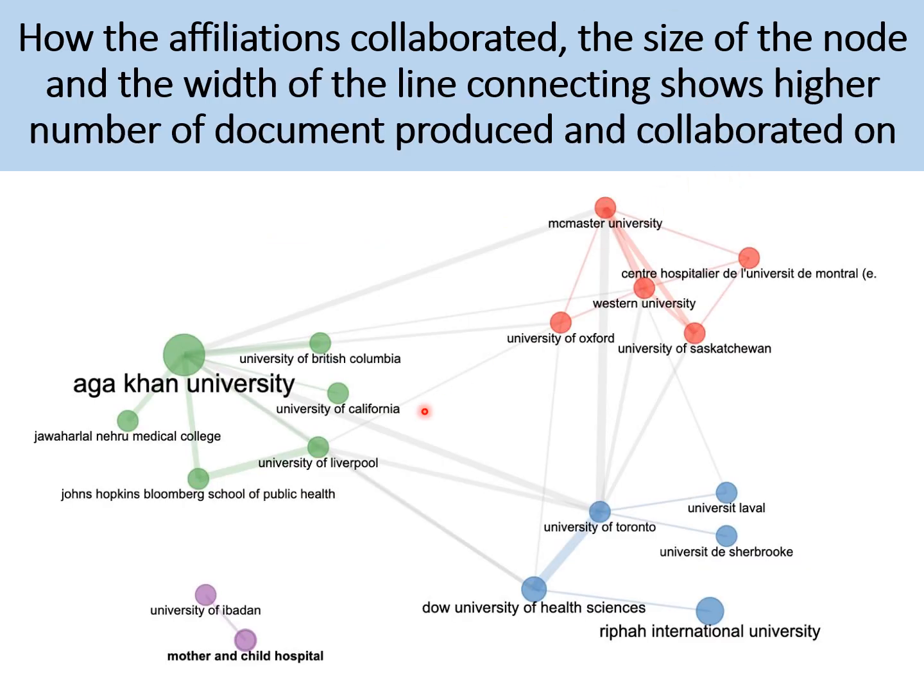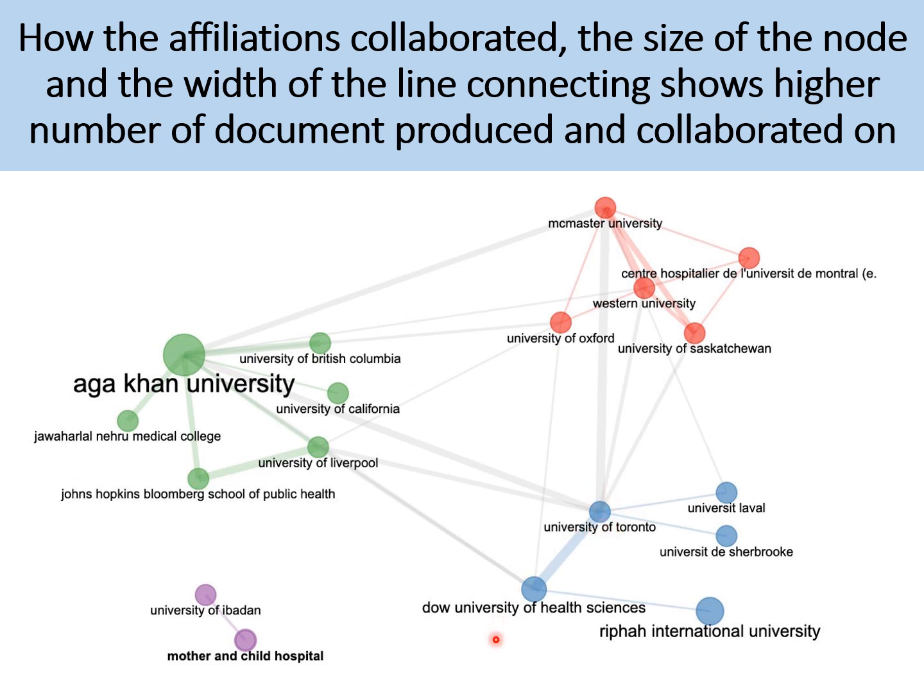Here in this slide, I have shown the bibliometric analysis showing how the affiliations collaborated. The size of the node and the width of the line connecting show a higher number of documents produced and collaborated on. So you can see Aga Khan University here, collaborating with the University of British Columbia, and a stronger collaboration, a thick line, can be seen with the Johns Hopkins School of Public Health, with the Jawaharlal Nehru Medical College, and with Liverpool University as well. But a little thinner line with the University of California. But again, there is a collaboration with the University of Toronto as well.